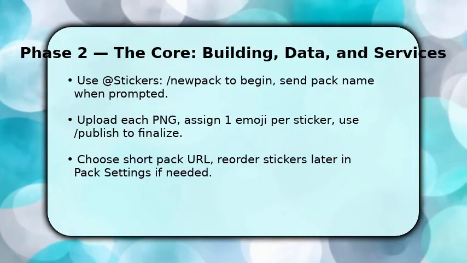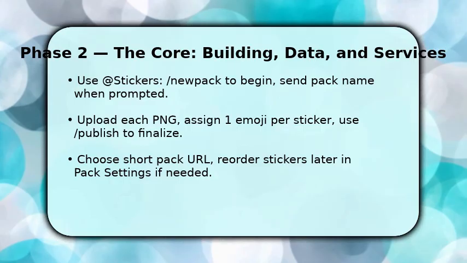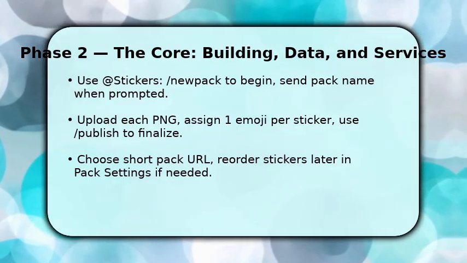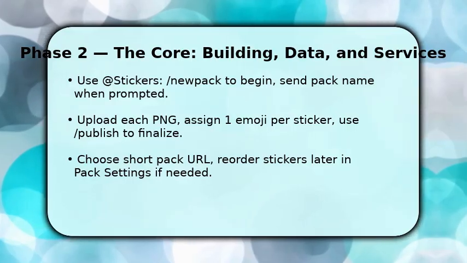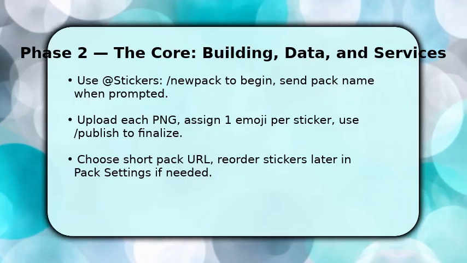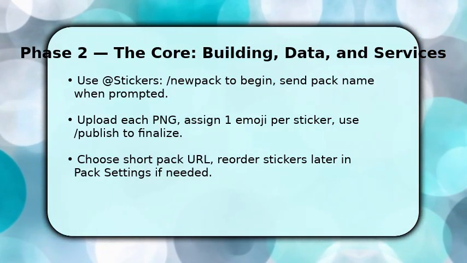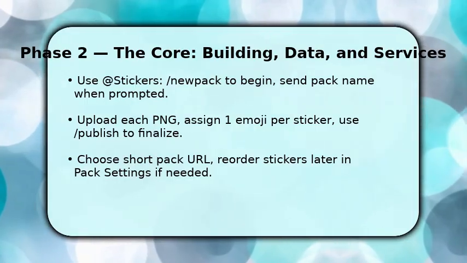You'll now build the pack step by step. Send /newpack to the Stickers bot and provide a concise pack name, then upload your first PNG file. After each upload, assign one emoji that represents the sticker. This helps search. Continue uploading all files in sequence. Once done, send /publish. Pick a short pack URL so others can add it easily.